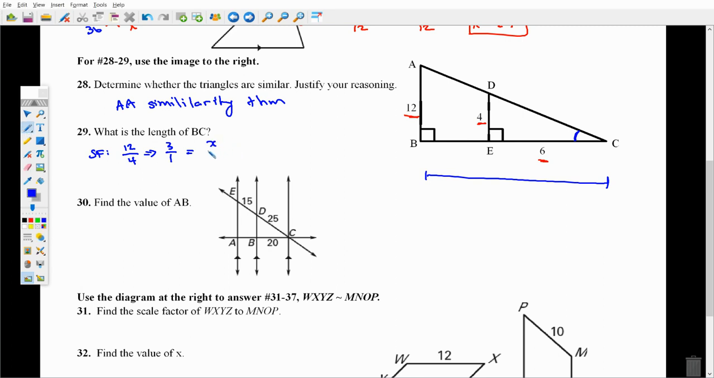So x over 6. And so what we end up getting, if we multiply this out, is 18 is equal to x. And again, that makes sense. 4 times 3 is 12. 6 times 3 is going to be 18. So this whole length is 18 here.